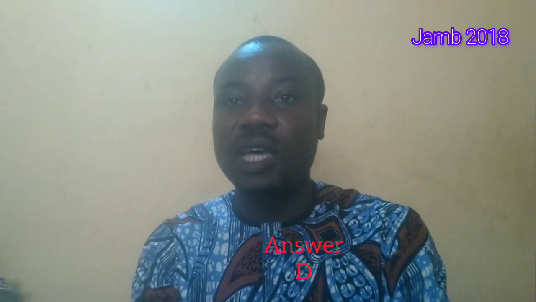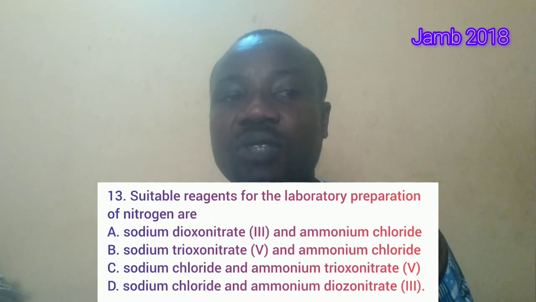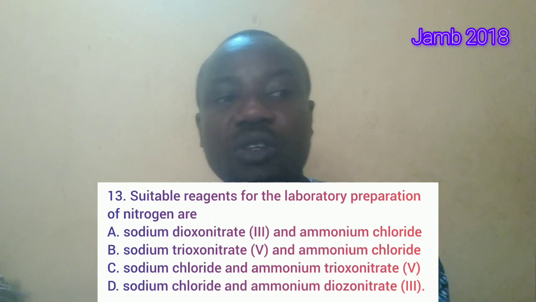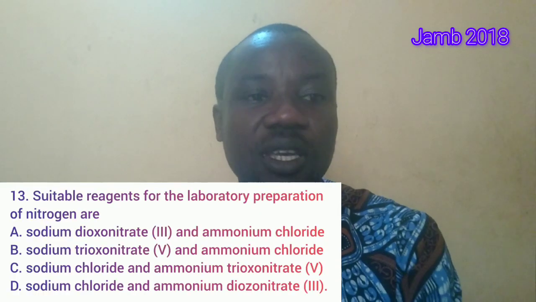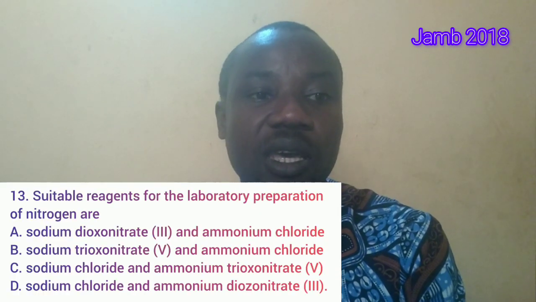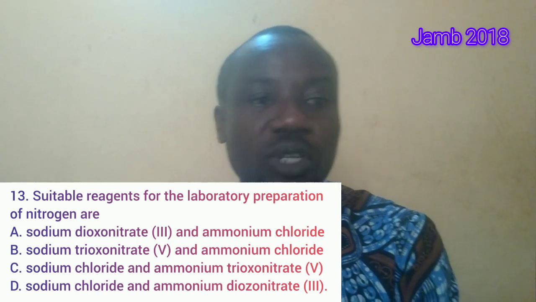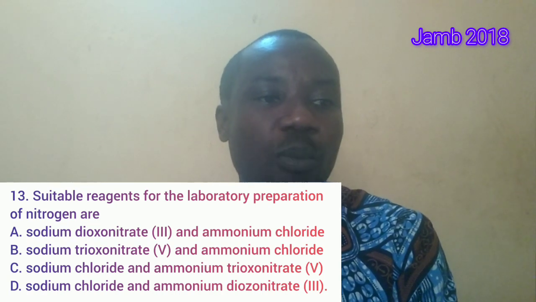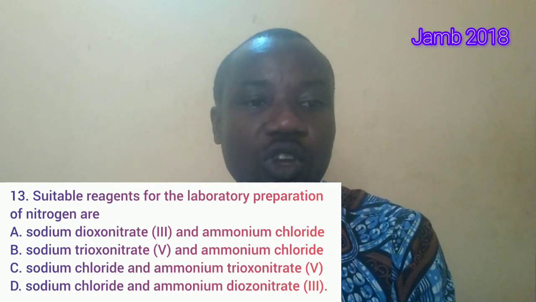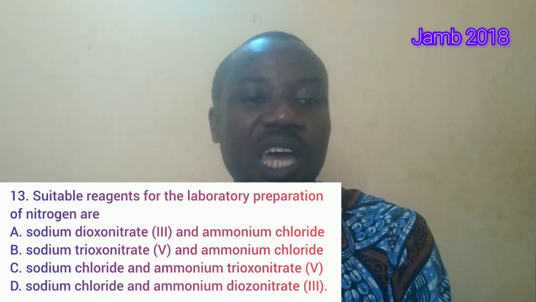Let's look at the last question in this series. A suitable reagent for the laboratory preparation of nitrogen are: A. Sodium dioxonitrate(III) and ammonium chloride. B. Sodium trioxonitrate(V) and ammonium chloride. C. Sodium chloride and ammonium trioxonitrate(V). D. Sodium chloride and ammonium dioxonitrate(III).